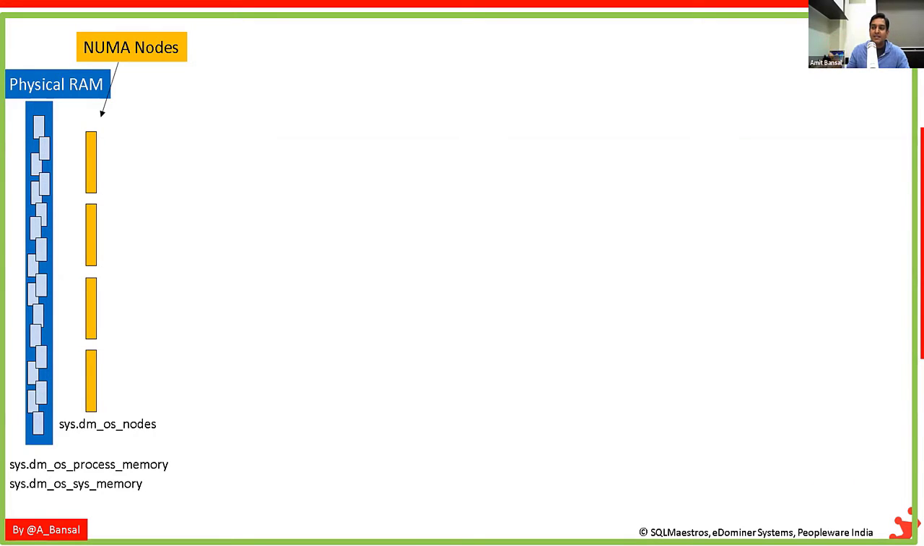So let's say in this example, in this illustration, there are 4 NUMA nodes there. You can track these nodes using sys.dm_os_nodes. So what happens is when sqlservr.exe, the database engine, boots up, it reads the hardware information and it reads that there are 4 NUMA nodes, and SQL OS, the mini operating system inside the SQL Server engine, will create one logical NUMA node per physical NUMA node that is there on the system. And you can track that using sys.dm_os_nodes.